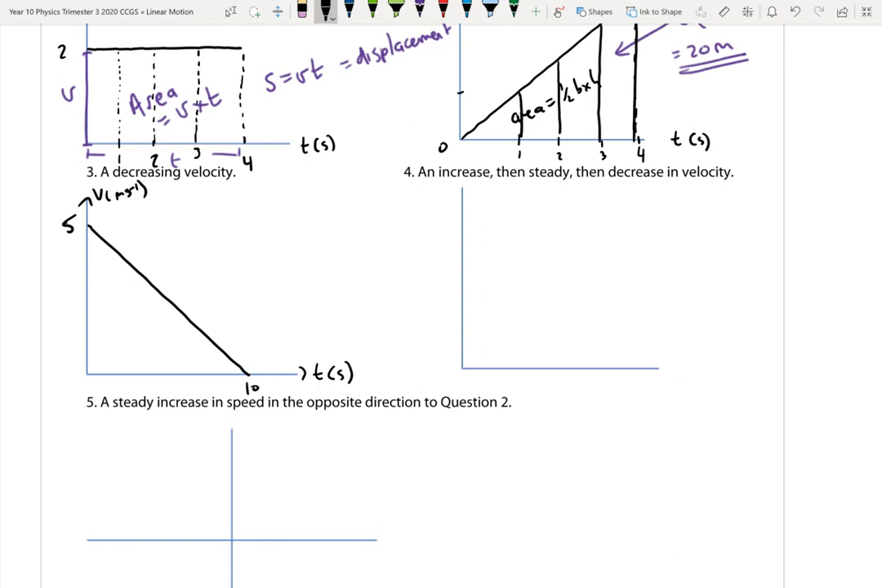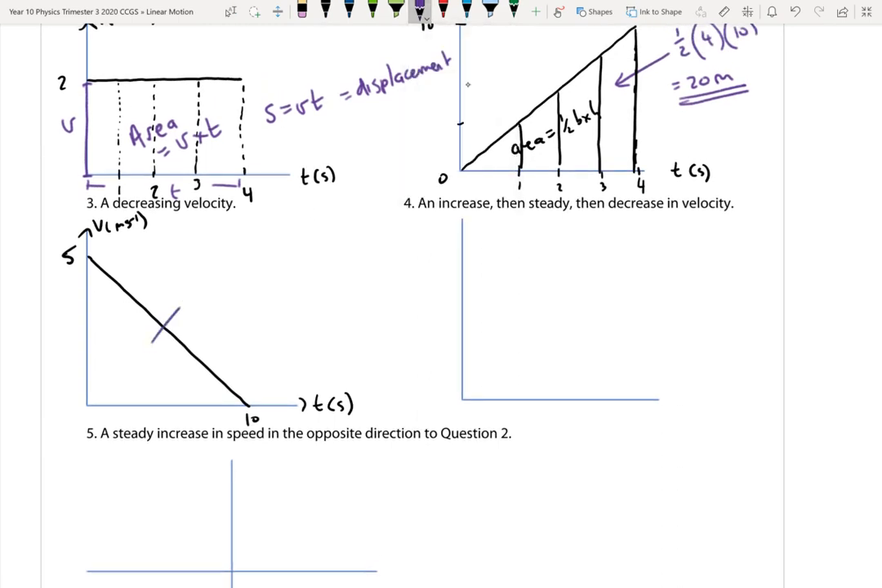Well, let's see what the area is under this one. A half base times height, 5 times 5, 25 metres. So that's an accurate example of the distance of a lawn bowl.